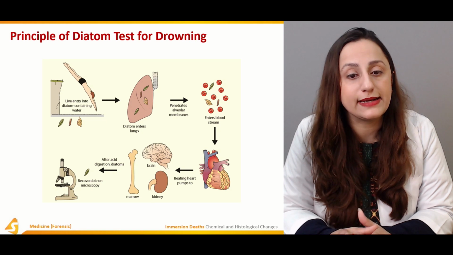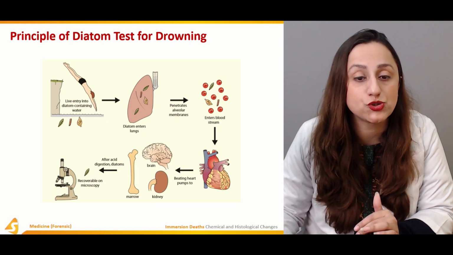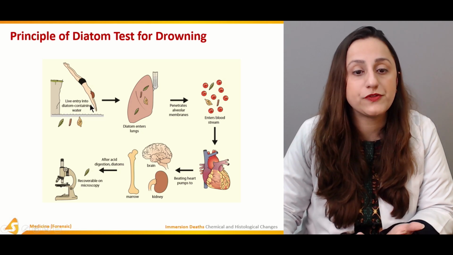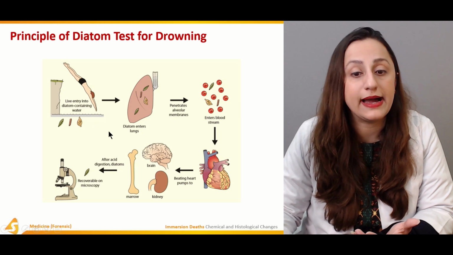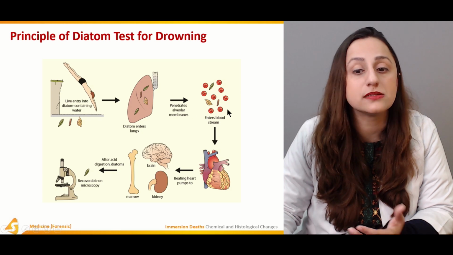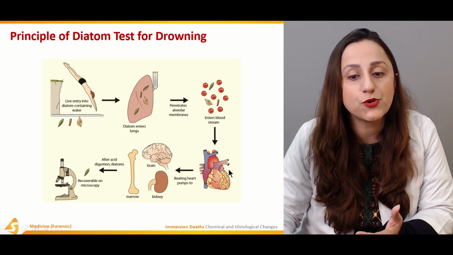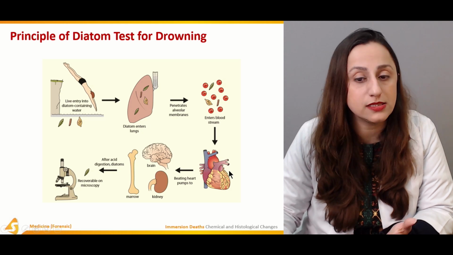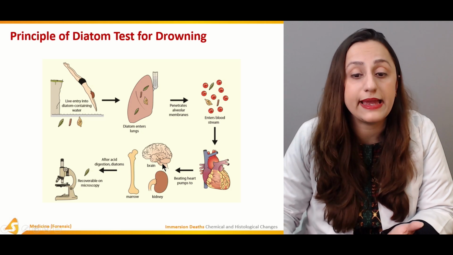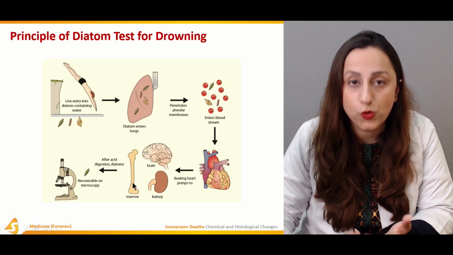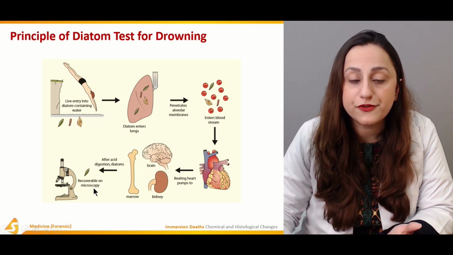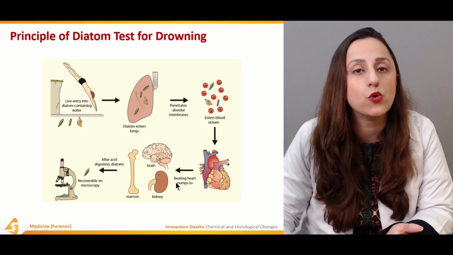Now, the principle of the diatom test for drowning. This is a very nice diagram showing the whole principle. What happens is if there is a live entry of diatom-containing water, the diatoms first of all enter the lungs, and then they're going to penetrate the alveolar membranes and enter the main bloodstream. After that, they're going to be entering the heart. And when the heart beats, the diatoms enter the brain, the kidney, and even the bone marrow at this level. After the acid digestion, the diatoms can be recoverable on microscopy. So this is basically the whole principle.